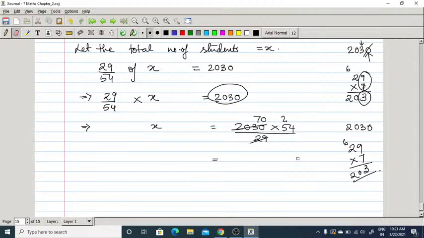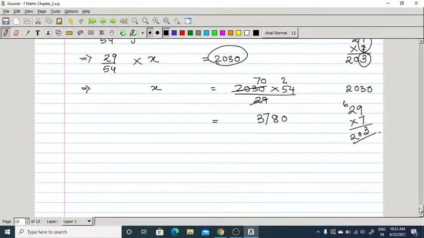Oh, no, there is a whole chance. That is only boys, no? 2030. What is the required answer? Oh, it's absolutely correct. This was the total number of students, 3780. The answer is to find out how many girls are there.